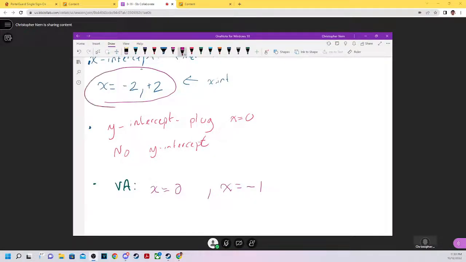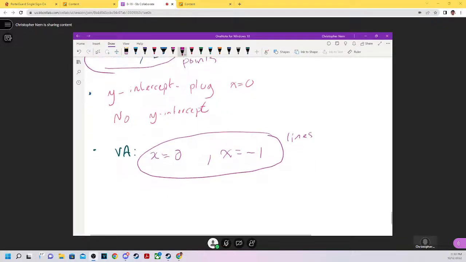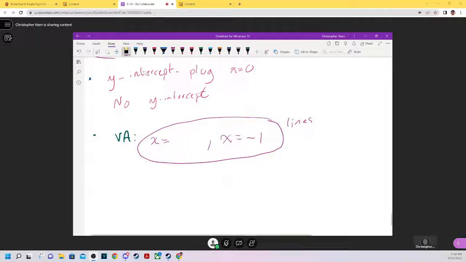Now be very careful. These are points, and these are lines. You need to make that distinction. It can be confusing because when you do your sketching, you have x equals -2, x equals 2, x equals 0, x equals -1. They're all different. One of them is an ordered pair, and the other is a set of points that creates a line. So you have to be careful. Let me draw the 0 better.